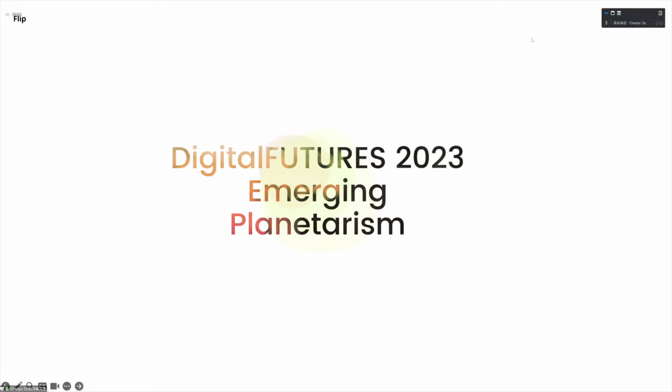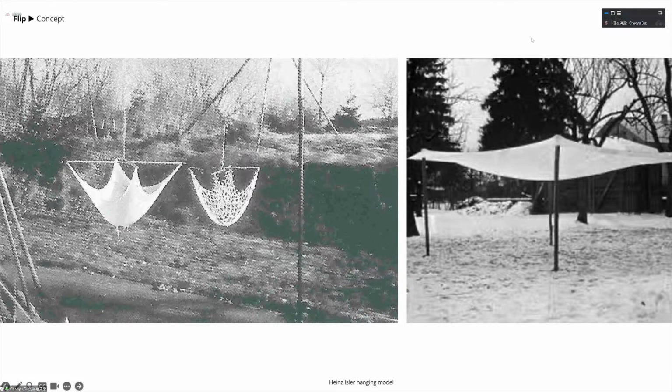So luckily, I got the chance to scale this concept up at the Digital Futures workshop. It just happened 1.5 months ago. So the content I'm presenting is really fresh today, and where we built the flip. Because of the extremely tight schedule, we only had roughly 2 months before the workshop started. So instead of using air, we use gravity to define the global geometry, like what Heinz Isler did half a century ago.